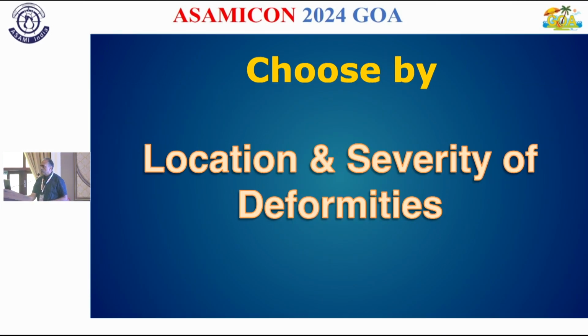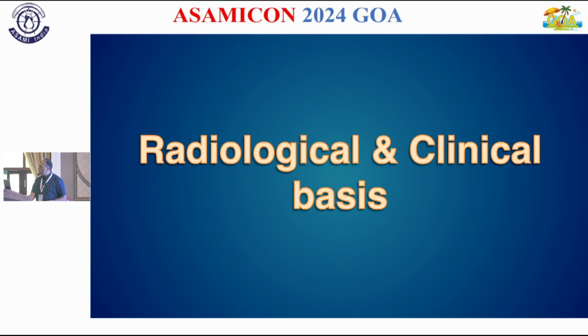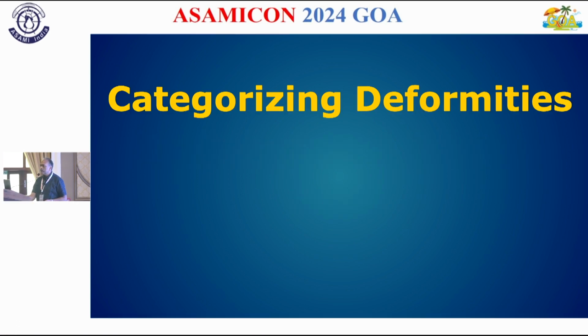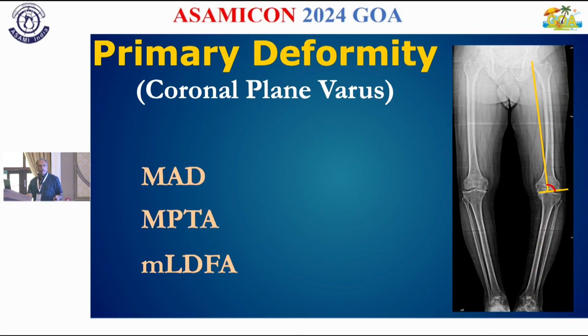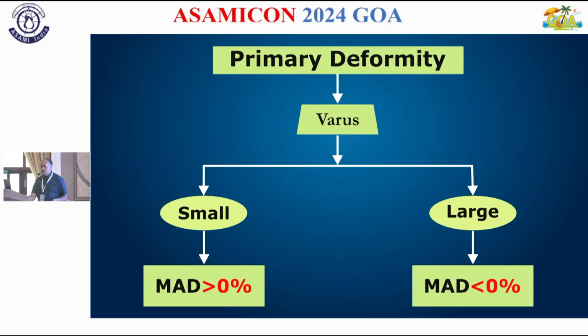We choose by the location and severity of deformities based on radiological and clinical criteria. We categorize them as a primary deformity, which is a coronal plane varus, which is determined by the mechanical axis deviation, by MPTA, by MLDFA, and by the hip-knee-ankle angle. So it may be small if the mechanical axis deviation is greater than 0, meaning that the MAD mechanical axis falls within the joint line, or large if it falls outside.